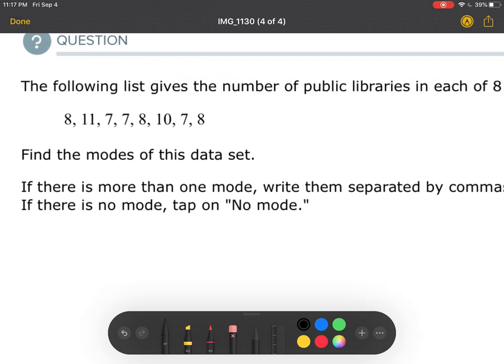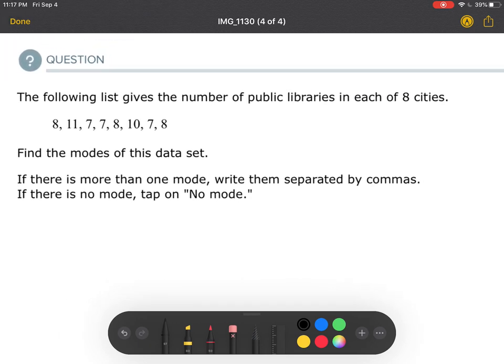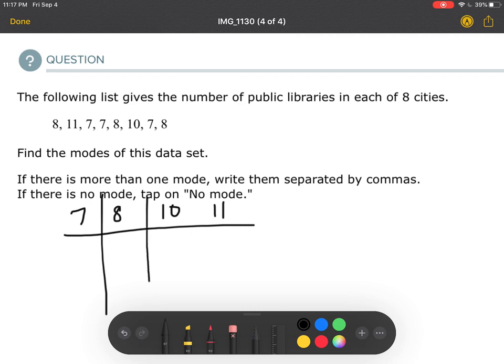So I'm going to make a little list, a little graph. You don't have to do it this way, but this is just a really good way to see it. So we have the number 7, 8, 10, and 11. I don't think I missed one. I might have, but we'll go back and we'll see. Okay, and I'm just going to write in how many times that number occurs.